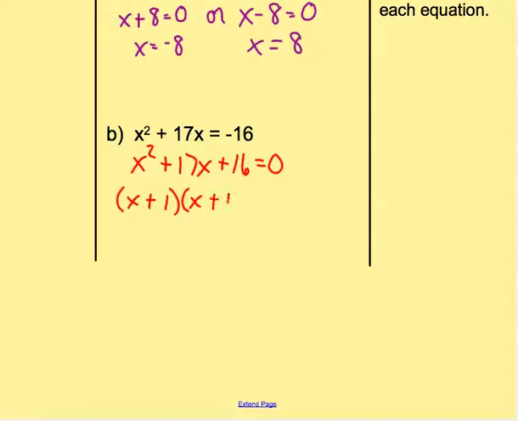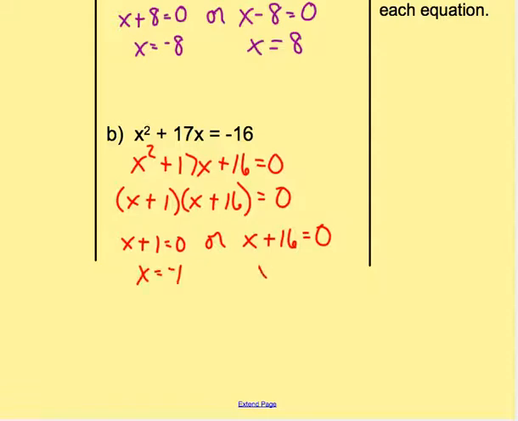So with the lead coefficient of 1, I get to just throw those right into my binomials. There's not much work to do when we factor these. Step 3, set each term equal to 0. My first term is x plus 1. My second term is x plus 16. And then we solve each equation, subtracting 1 from both sides and subtracting 16. So the roots of my equation are negative 1 and negative 16.